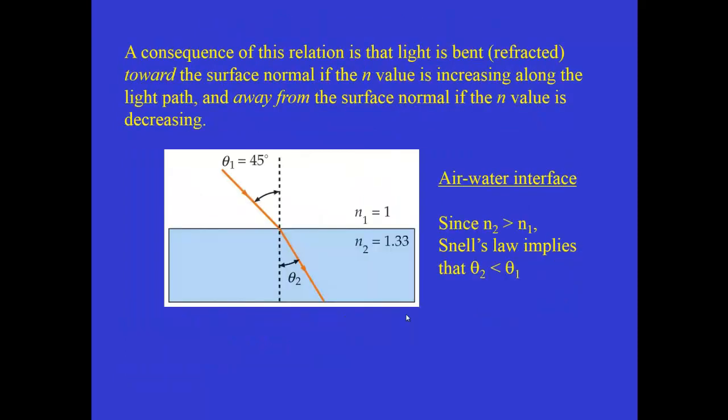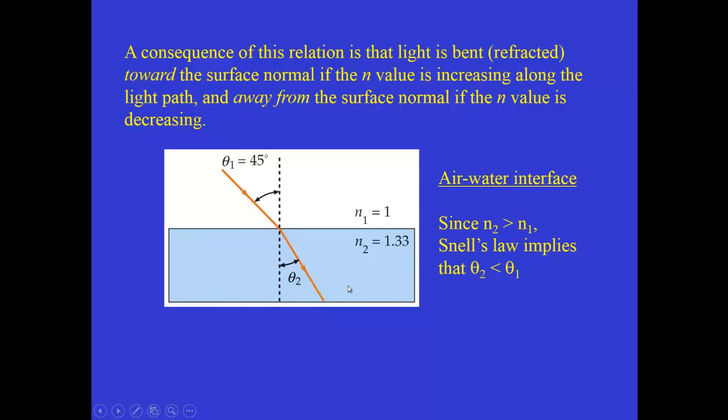Now, a consequence of this relation tells us the way that the light is bent. So if you have incoming light in one medium and you want to understand the path of the light that travels into the next medium, the transmitted or the refracted beam, Snell's law tells you that if you're going into a medium with a higher index, then the light is bent toward the surface normal, resulting in a smaller angle. Theta 2 then is less than theta 1 if n2 is greater than n1.